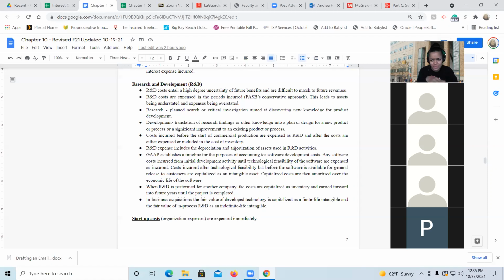If you think about Facebook, they've been in a lot of trouble these past few weeks, but I'll just use them as an example with this Oculus virtual reality set that they have. At some point they were doing research around that and they started developing it. All that stuff has to be expensed. They've made money now by selling those headsets, and now they're trying to create a metaverse where everybody will be in some alternate reality. R&D expenses include depreciation, amortization, doesn't matter what it is, it's an expense.